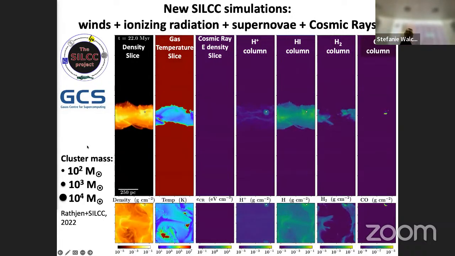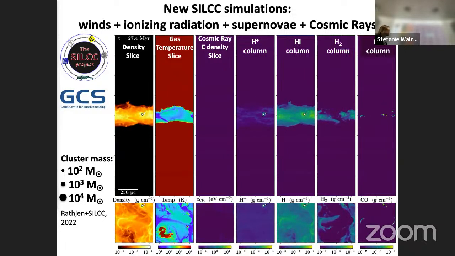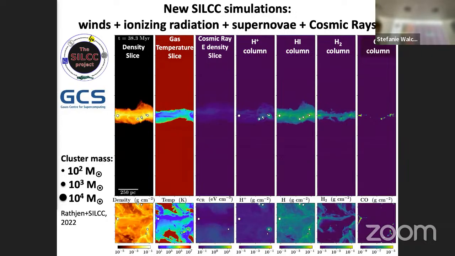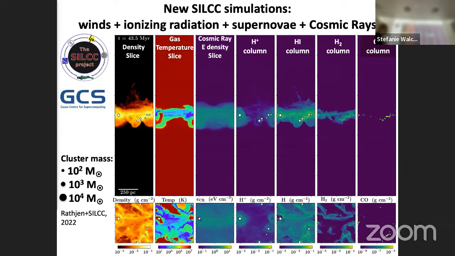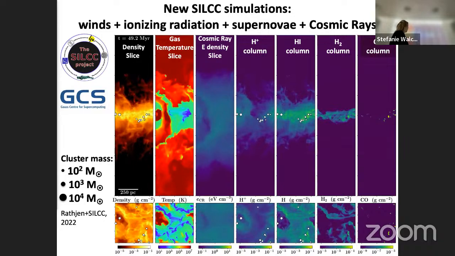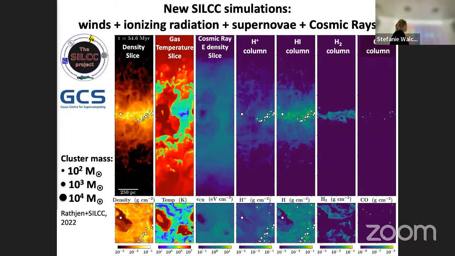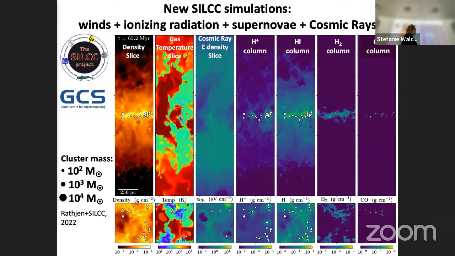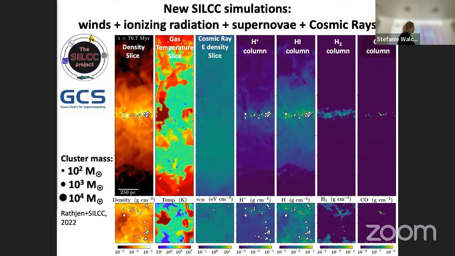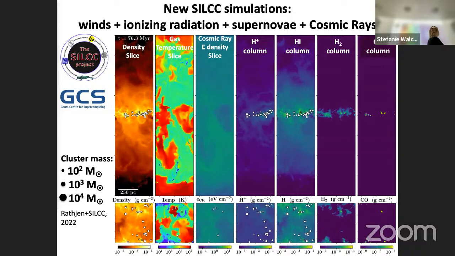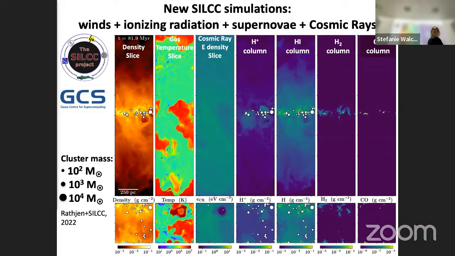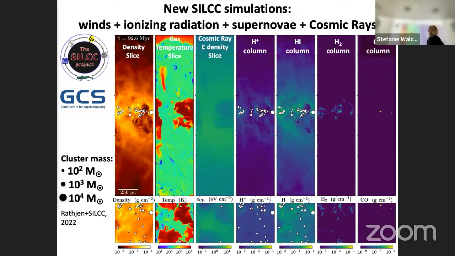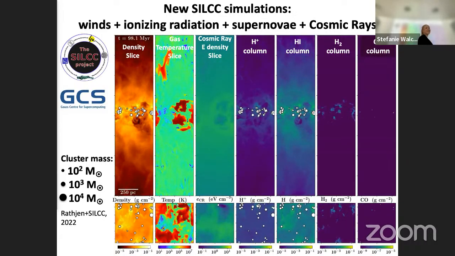We see here the box from the side view and here from the top view on the bottom row. And so we have here the density as a slice, the gas temperature as a slice. And then we have also cosmic ray energy density as a slice. And here are projections of different chemical species. So here we have ionized hydrogen, atomic hydrogen, molecular hydrogen, and CO. And here we do not overlay the sink particles, which are star clusters, because otherwise you can't see actually the dense molecular gas.